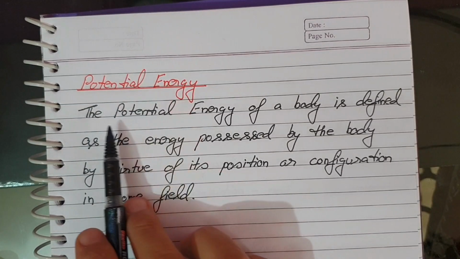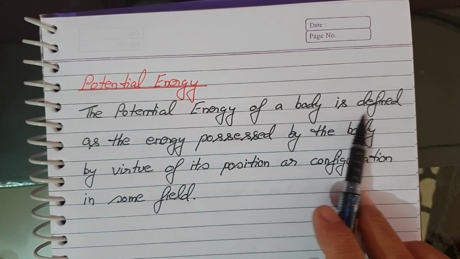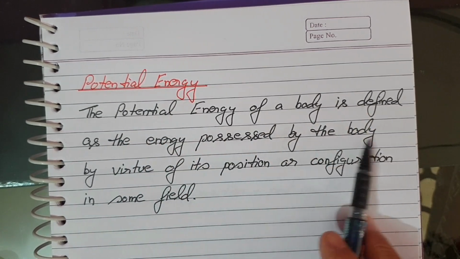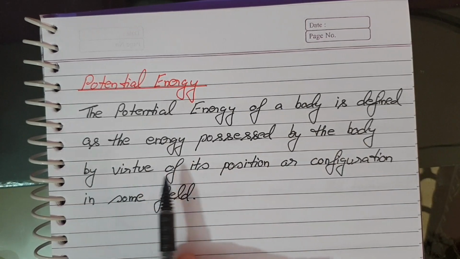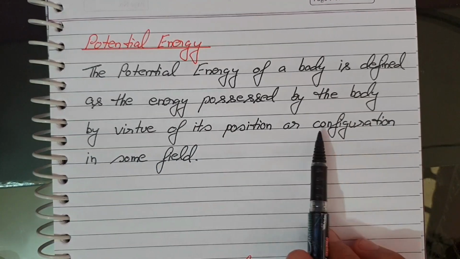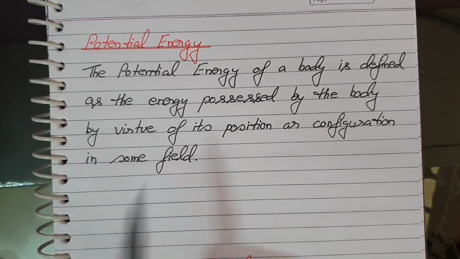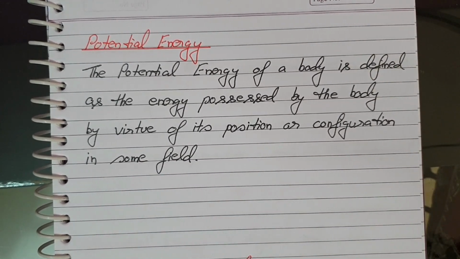Potential energy. The potential energy of a body is defined as the energy possessed by the body by virtue of its position or configuration in some field. Thus, the potential energy is the energy that can be associated with the configuration of a system of objects that exert force on one another. Obviously, if the configuration of the system changes, then its potential energy will change.